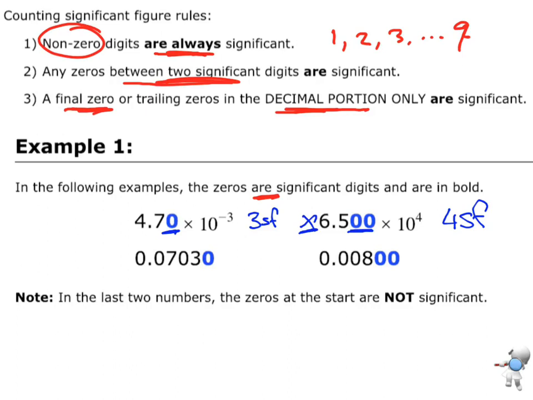This next one here, the 0 at the start is not significant. The 0 in the middle is significant, and I should have bolded that, I'll have to fix that. So that is significant, and the 0 at the end is also significant. So this number is actually written to 4 significant figures. The fourth number there, zeros at the start don't count, but the zeros at the end do. So this number has been written to 3 significant figures.